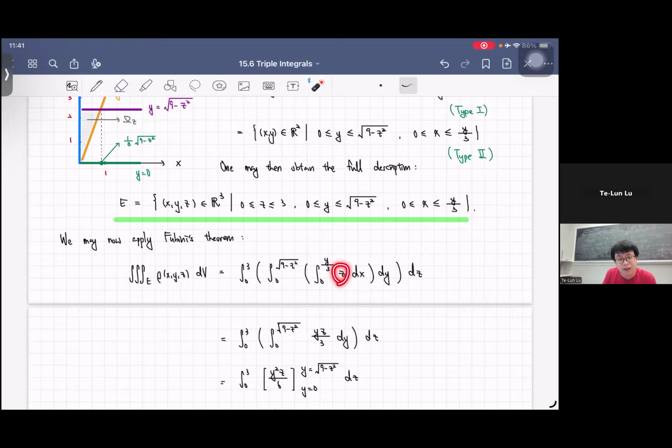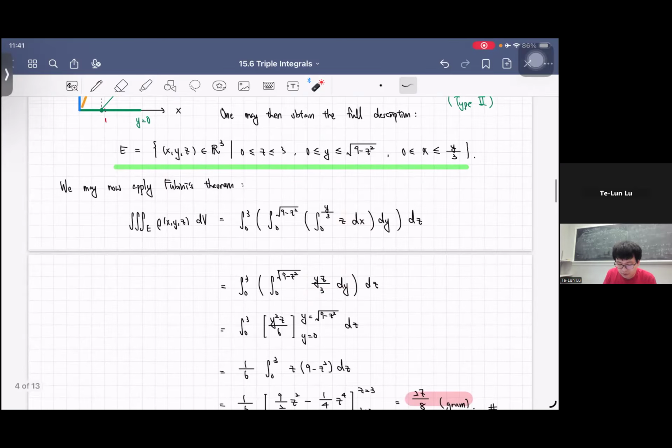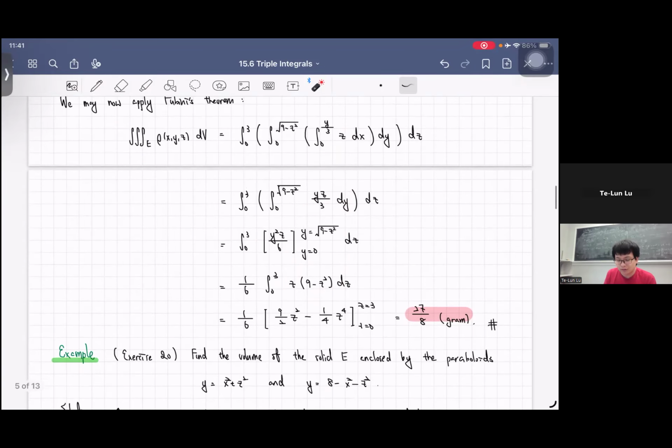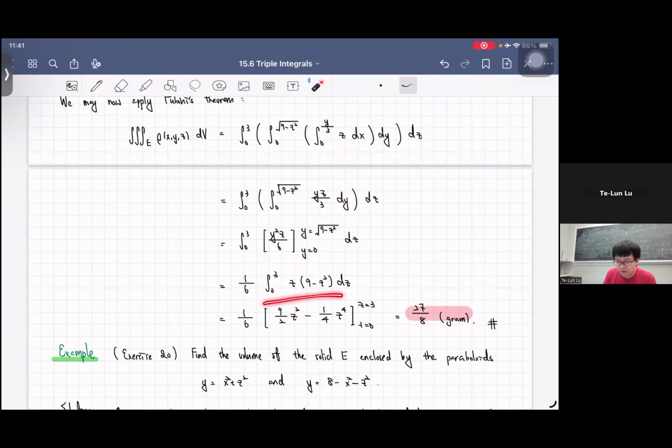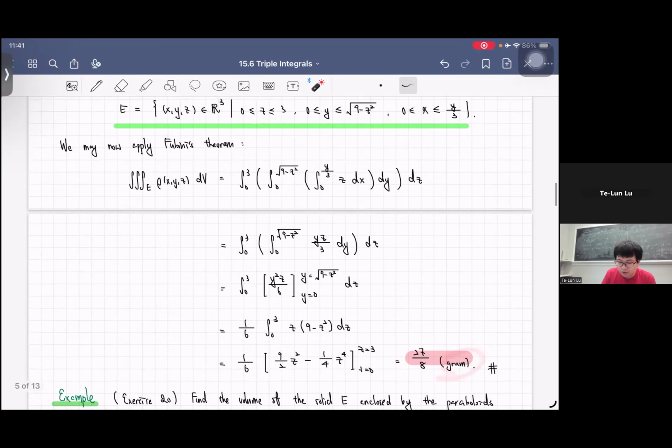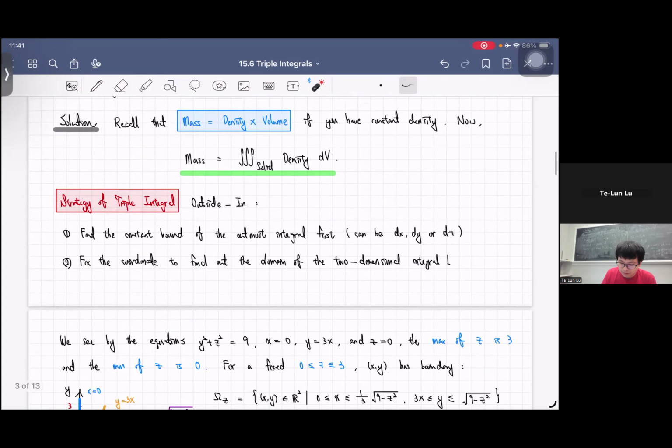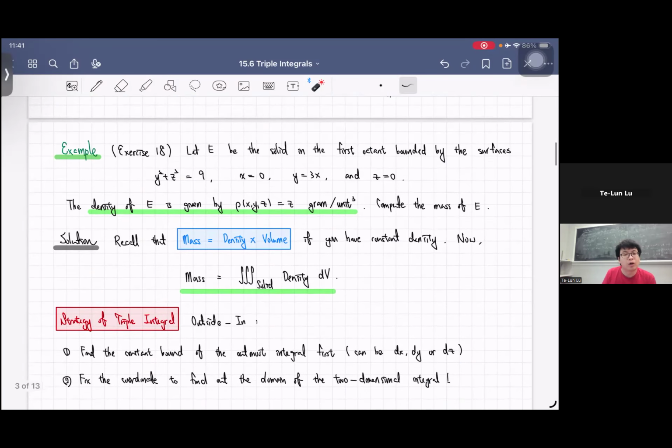So this guy does not depend on x. You simply have yz divided by 3 integrating over y. And then you have the indefinite integral y squared z divided by 6, plugging in these values, which gives you z times 9 minus z squared. So that's a polynomial, right? Doing the final integration, you will give yourself 27 over 8 grams, because the unit of the density is gram over unit cube.